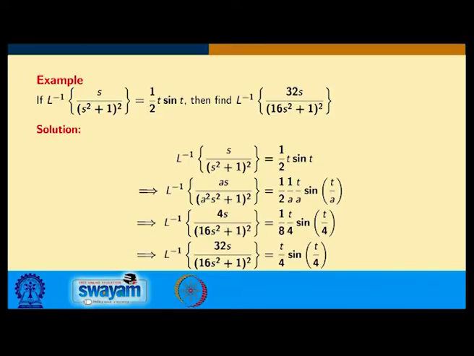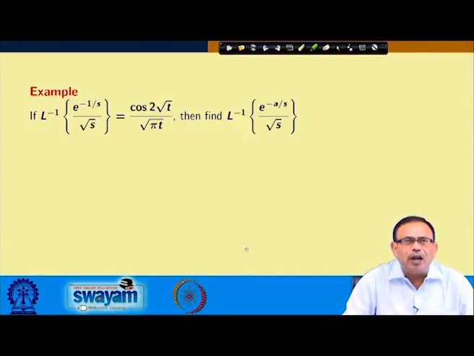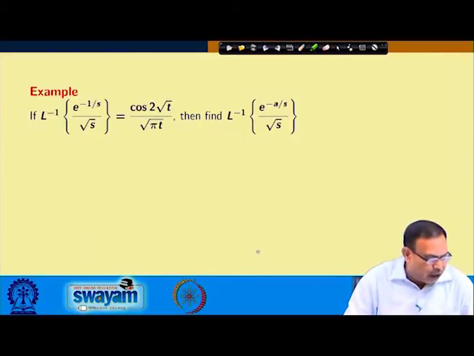So, I am getting this Laplace inverse of this, from here I am getting this. Now, substitute a equals 4. So, you will get 1 by 8 t by 4 sin t by 4, and ultimately you are obtaining your result as t by 4 into sin of t by 4. Now, next one is, if I know that the Laplace inverse of e power minus 1 by s by root s is cos of 2 root t by root pi t, then find the value of this one, that is Laplace inverse of e power minus a s by root s.